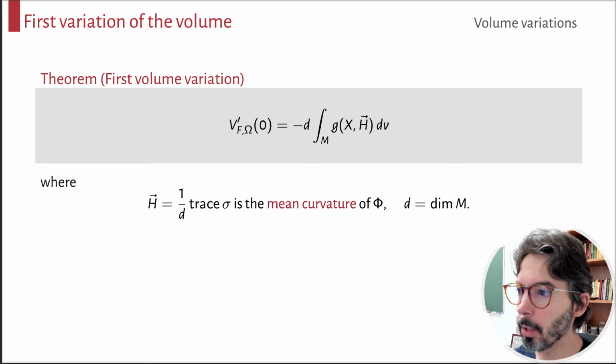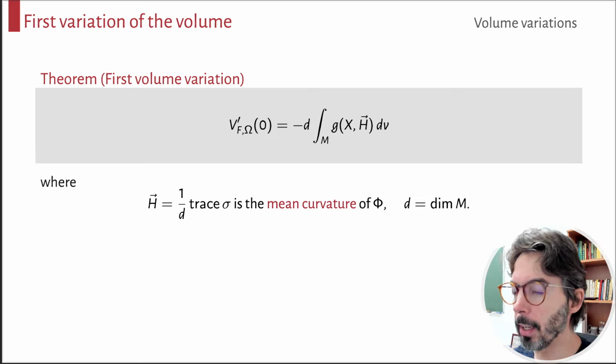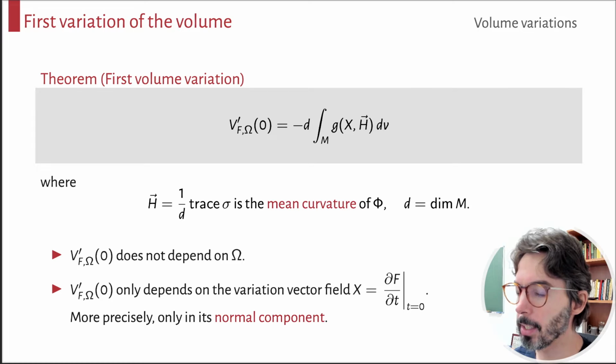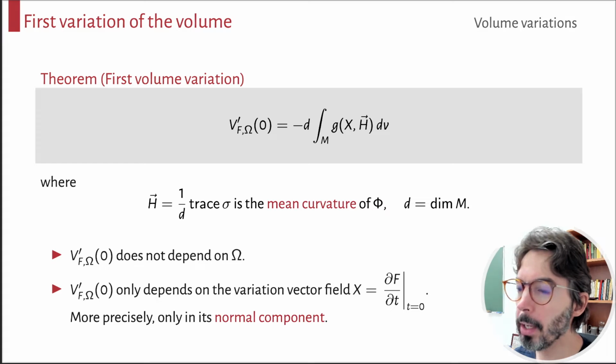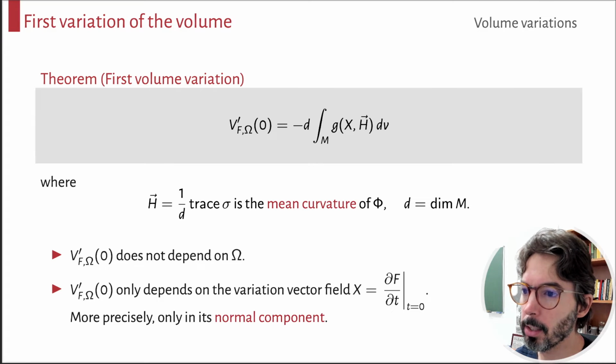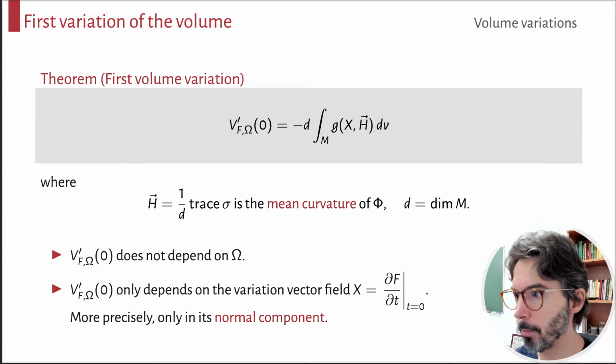However, if we compute the first derivative of the variation, then we'll see that this derivative does not depend on the omega. Okay, so here it appears the mean curvature, which is just the trace of the second fundamental form, and as I have said, this derivative does not depend on omega, and only depends actually on the variational vector field X, more precisely only on its normal component, since we are integrating the scalar product of X with the mean curvature, which is a normal vector field.